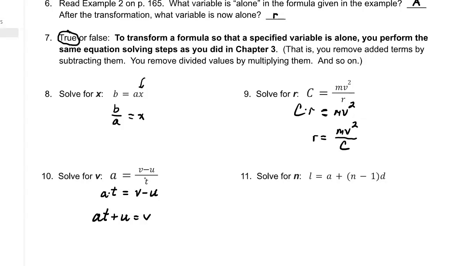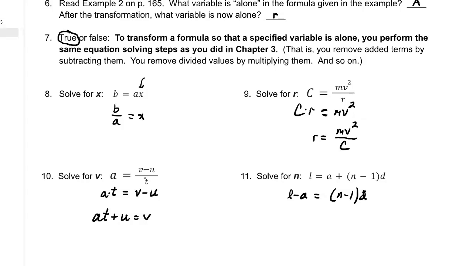Number 11, solve the equation for the variable n. There is an L, there's an A, there's an N, there's a D, there's even that -1. We want to rearrange it so the letter N is alone. I notice that the letter N is contained within parentheses, that is multiplied by D, but there's also a plus A. So I want to be careful with the order that I remove things. First step, subtract the A from both sides. So L minus A is equal to N minus 1 times the D.